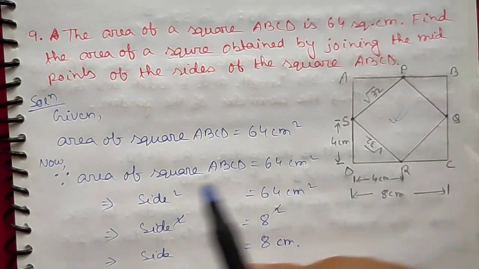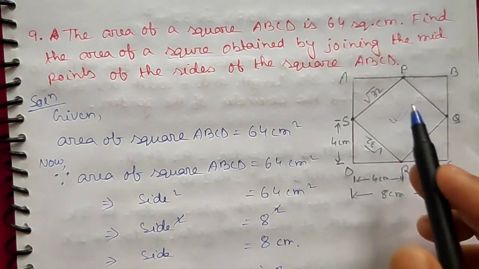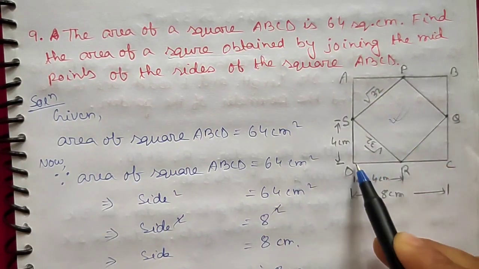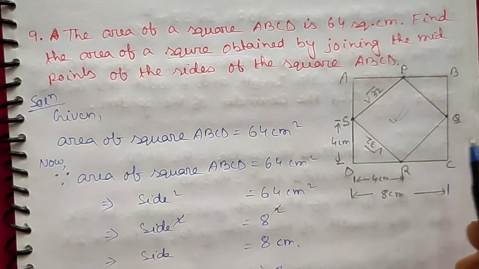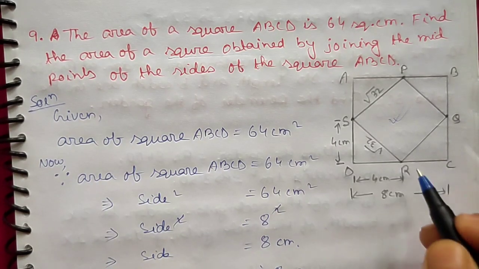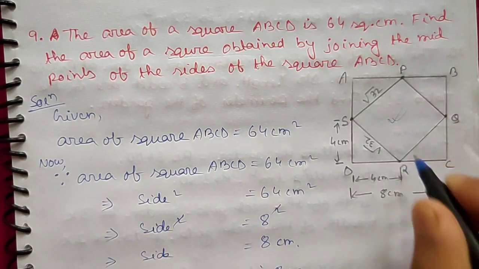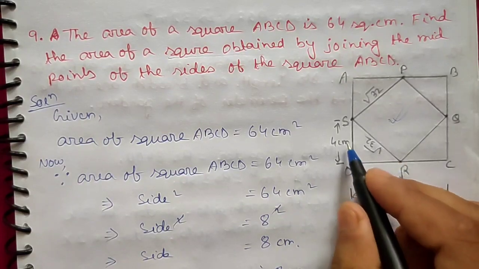Okay, so let's start. Given, okay, now how will you find this? Suppose if we find the length of this side, suppose it will be 10 centimeter. Okay, now as this is the midpoint, it will be 10 divided by 2, right? It will be 5 centimeter. This will also be 5 centimeter.